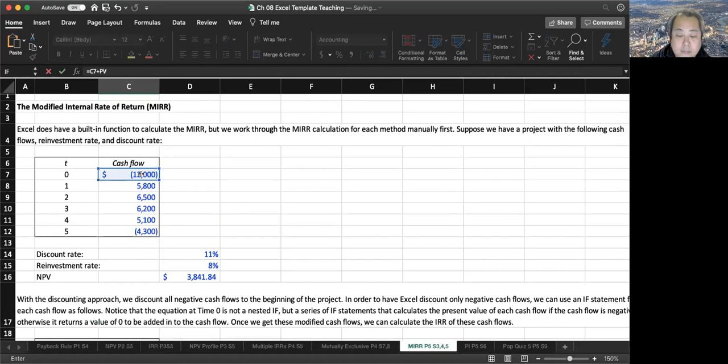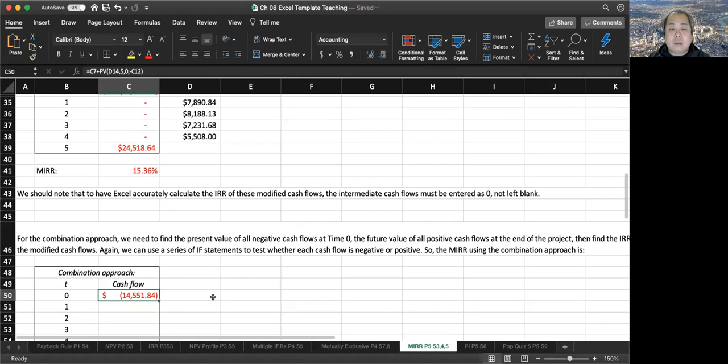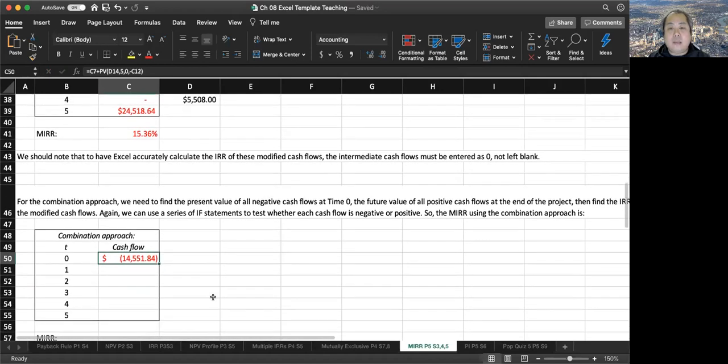And then the present value of the last year cash flow here, just the discount rate, and number of years is 5 years, and we don't have any PMT. And then you have future value, and you have to put negative all the time because we need the value of the cash flow, not the disruption. Then you have negative $14,551.84 as the initial cash flow.